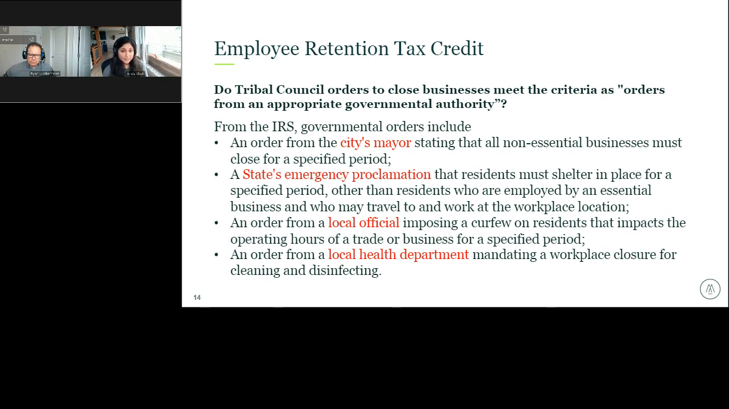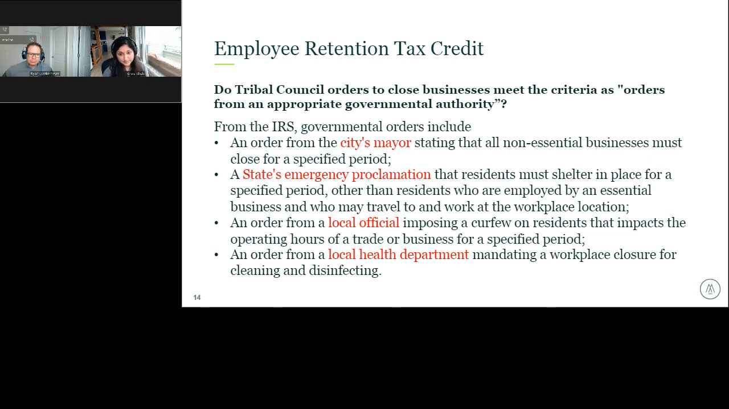Now, we've received many questions on what an appropriate government authority is and whether a tribal council would be considered an appropriate government authority. And per the IRS, the list that you have in front of you are the orders that the IRS is allowing.